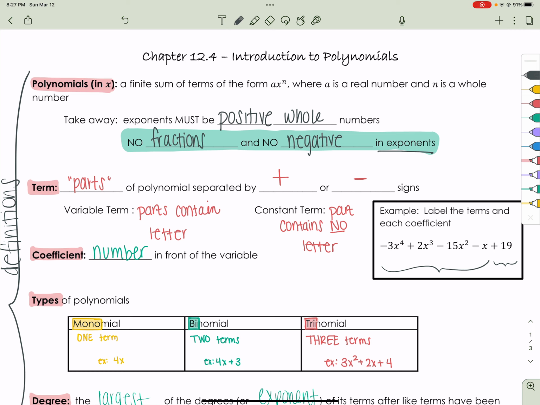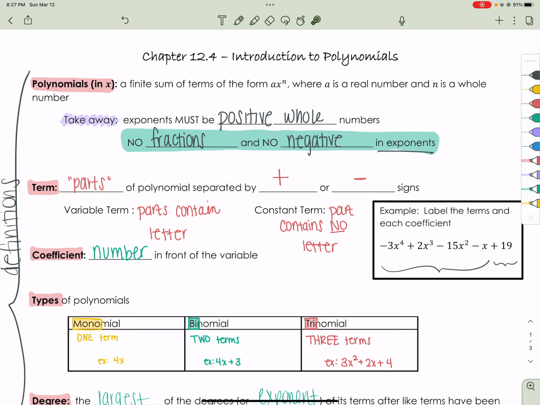A polynomial is a finite sum, which means it ends, in the form of ax to the n, where the number in front is any real number, and n, the exponent, is a whole number. So the takeaway here is that in order to be a polynomial, there can be no fractions and no negatives in the exponent.